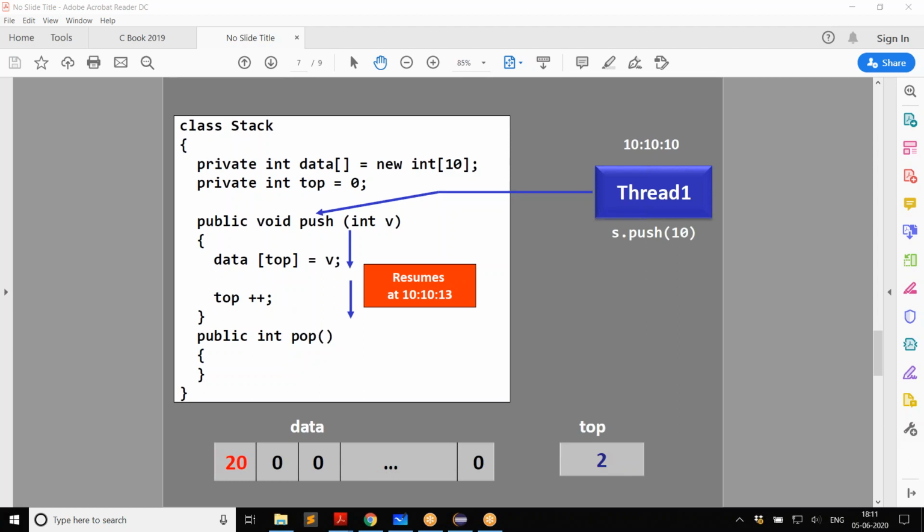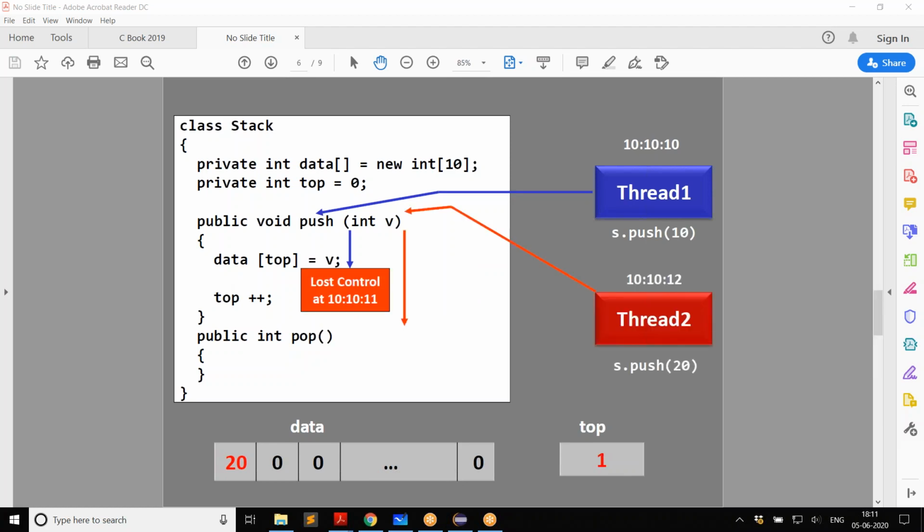The damage was already done means thread 2 already entered into push. Thread 2 overwrote the value in 0th position and then it went on to increment top. Incrementing top was not the issue. Overwriting value at 0th position was the issue. It happened because we did not complete the task in thread 1.